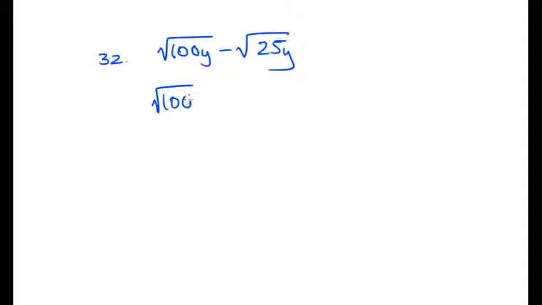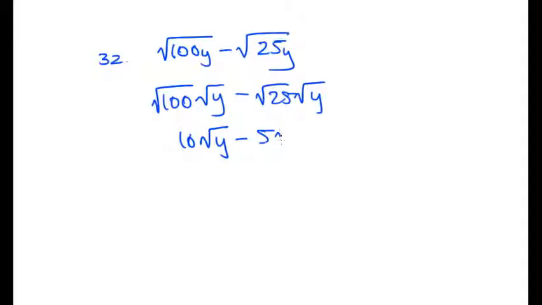Number 32. Just the regular 100y minus 25y. Alright, this can be separated into 100y. This can be separated into 25y. This becomes 10 rad y minus 5 rad y. So our final answer is 5 rad y.